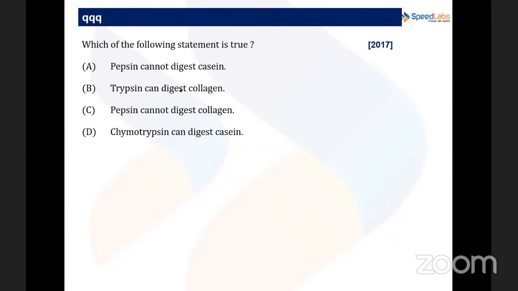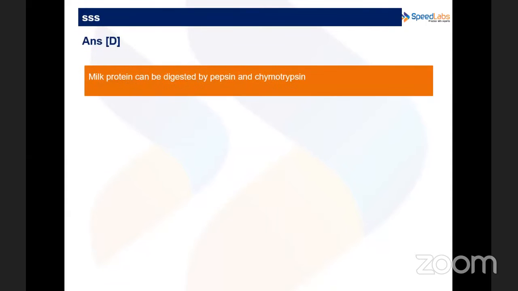Option A: Pepsin cannot digest casein. Option B: Trypsin can digest collagen. Option C: Pepsin cannot digest collagen. Option D: Chymotrypsin can digest casein. So the answer to this question is option D.